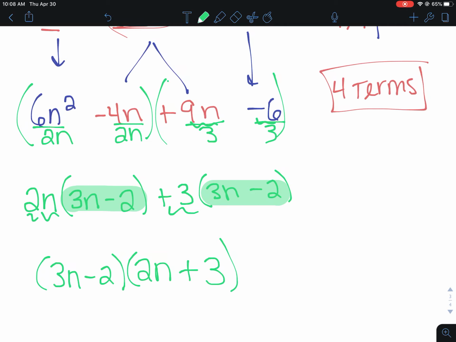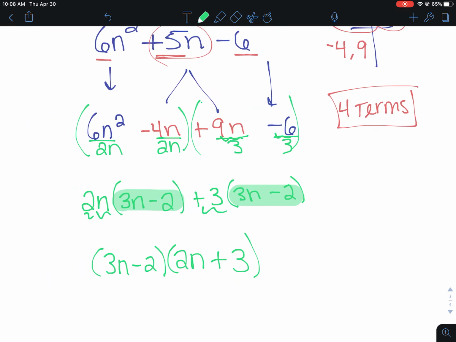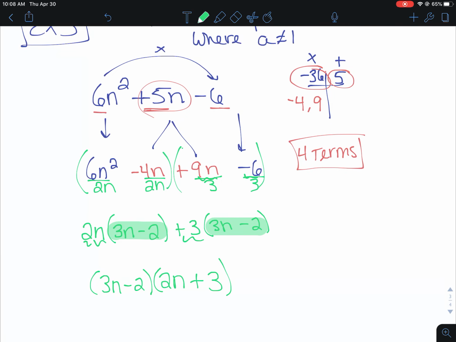So if you weren't a large fan of slide and divide that we did last time, you can also do this factoring by grouping. If you like that a little bit more, where you're just taking a trinomial and rewriting the middle term so that we actually have 4 terms and can group it, okay?